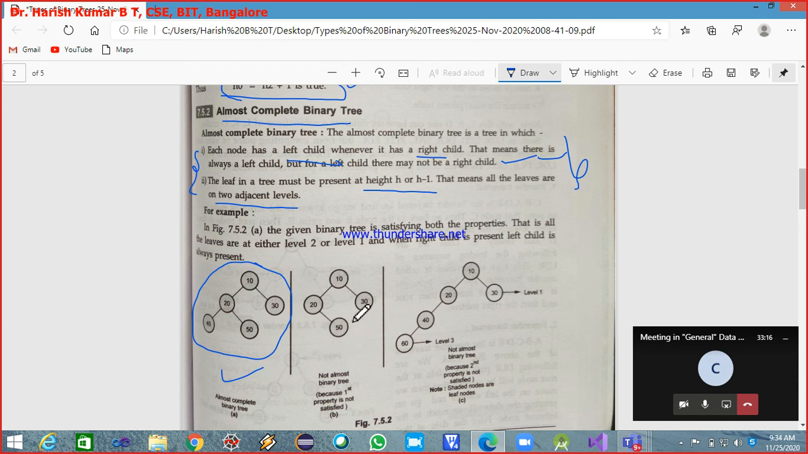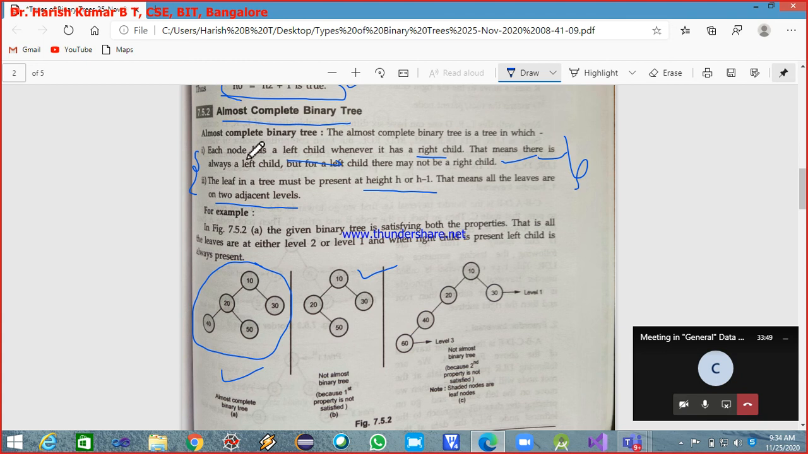In this example, how many internal nodes are there, and how many external nodes? 2 internal and 2 external. What are those 2 internal? 10 and 20 are the internal, 30 and 50 are the external ones. Now let us check whether this tree satisfies the first constraint.